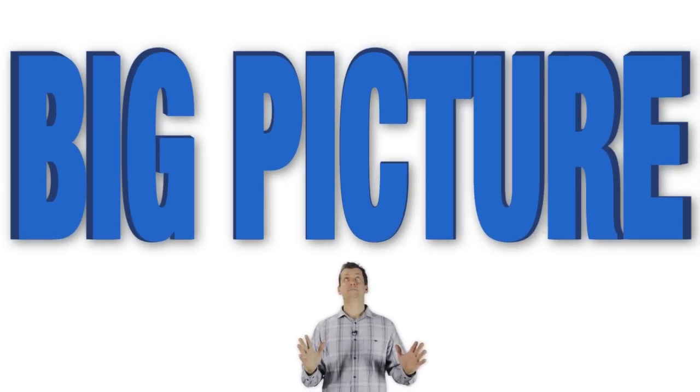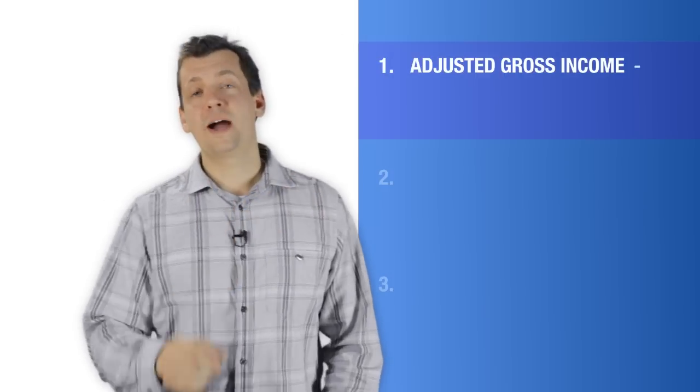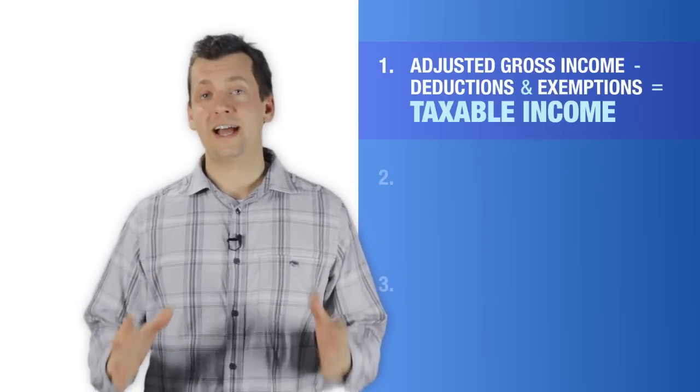Clear your head, forget all the details, and think big picture. The rule is relatively simple, and there are just 3 equations and a few vocab words that you need to know. Don't worry, there won't be a test. You will have to do your taxes though, which is kind of like a test, but it's gonna be fine. Okay, here's the first equation. Adjusted gross income minus deductions and exemptions equals taxable income.